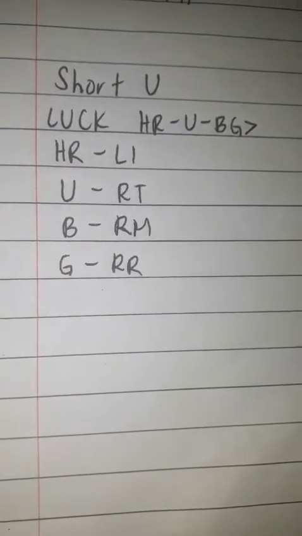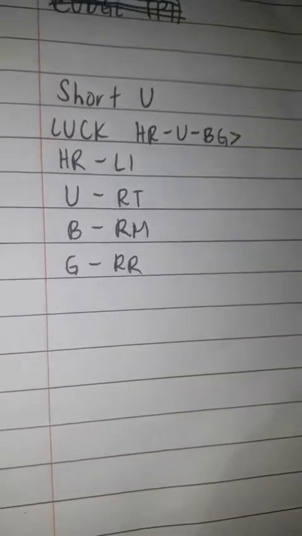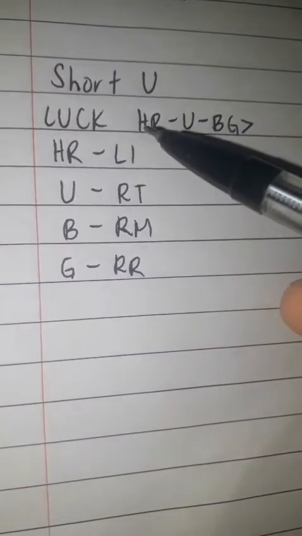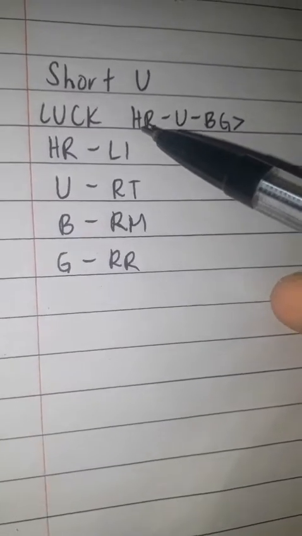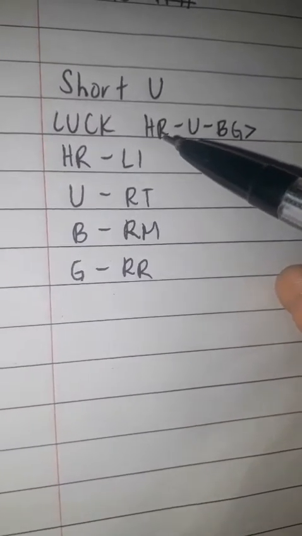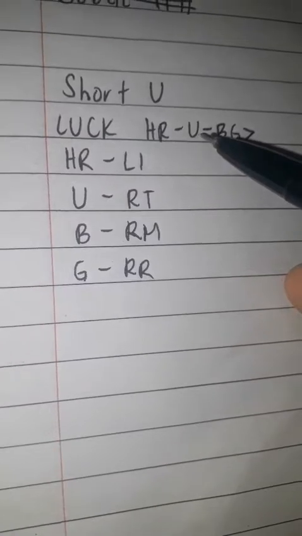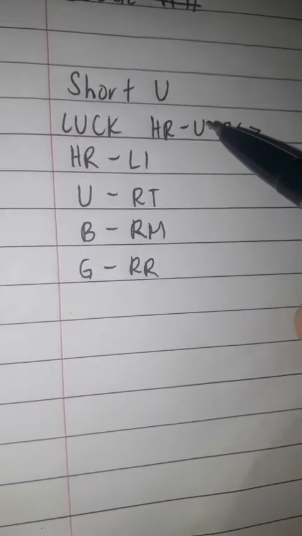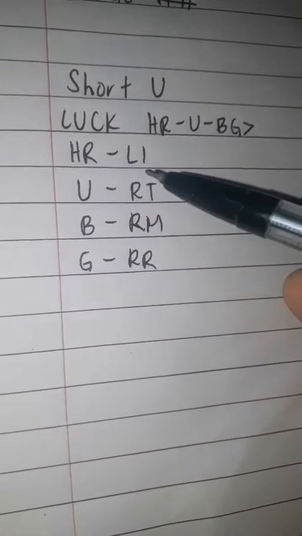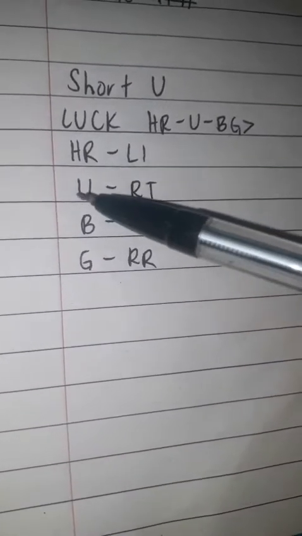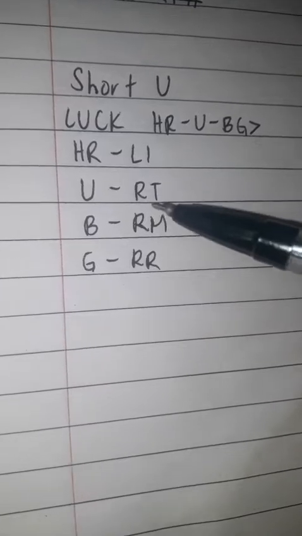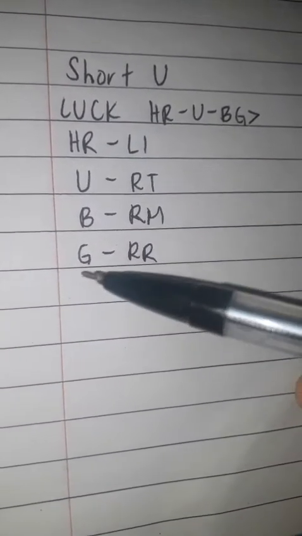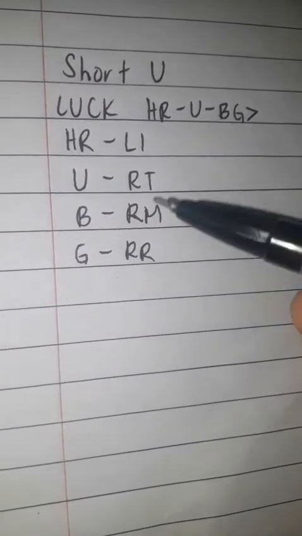Next, we have the short vowel U. For example, the word is lock. So the codes for lock, we have initial letters HR for L, vowel U, and ending letters P and G for K, then release. So the assigned fingers for HR, we have left index, U, we have right thumb, B for R, right middle, and G, we have right ring.